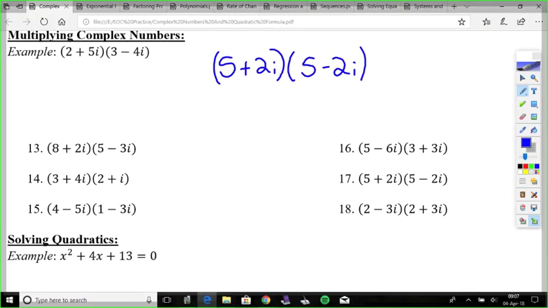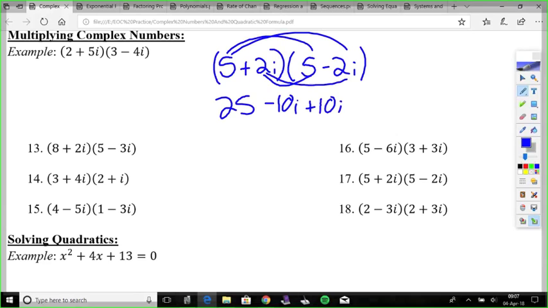So distribute: 5 times 5 is 25. 5 times negative 2i would be negative 10i. 2i times 5 would be positive 10i. And 2i times negative 2i would be negative 4i squared. So the big thing here is to remember again that i squared is equal to negative 1. So think of that as negative 4 times negative 1 at the end.